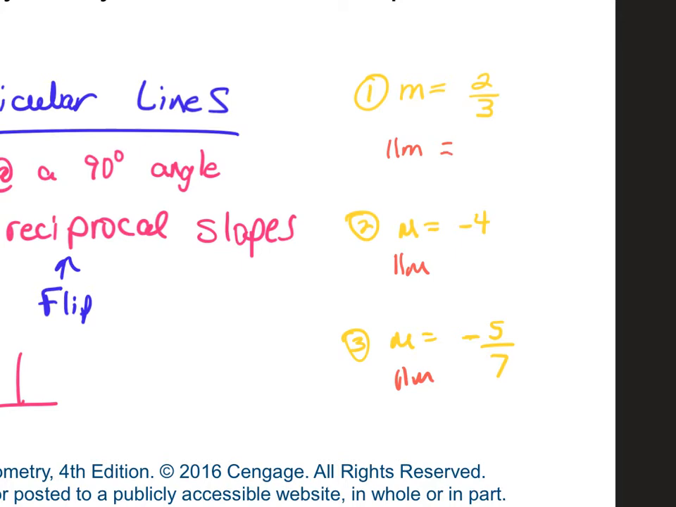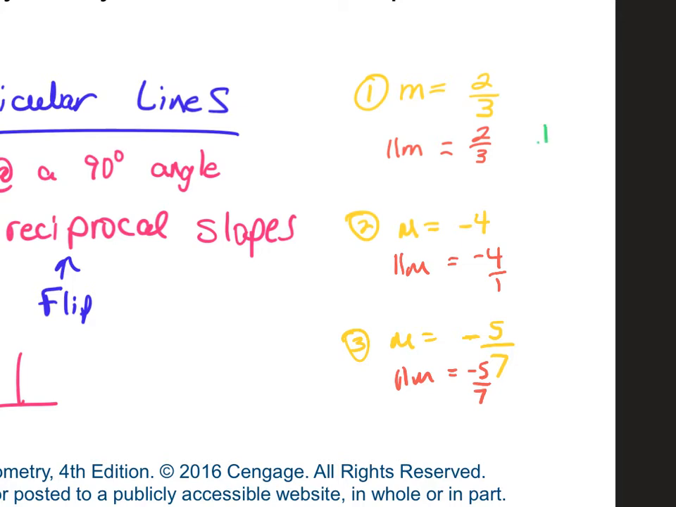Parallel lines have what? The same slope. So the parallel slope to this line would be 2/3. The parallel slope to this would be -4 over 1, -4. The parallel slope to this would be -5/7. It's the same. It's very important for you guys to remember.